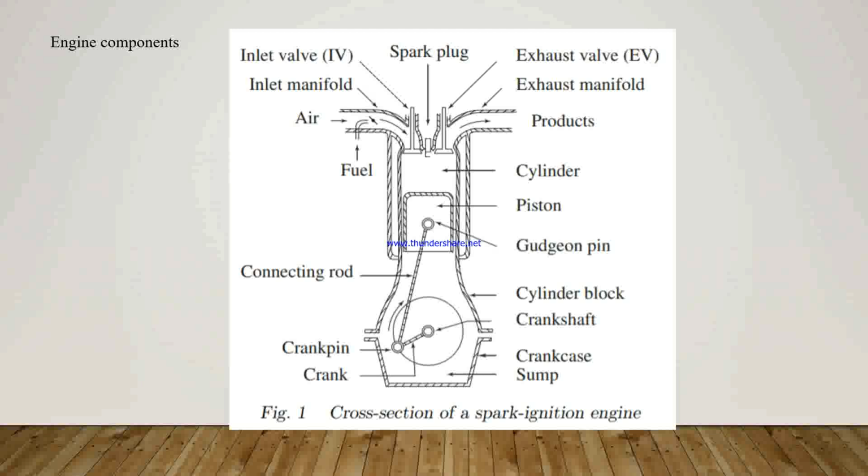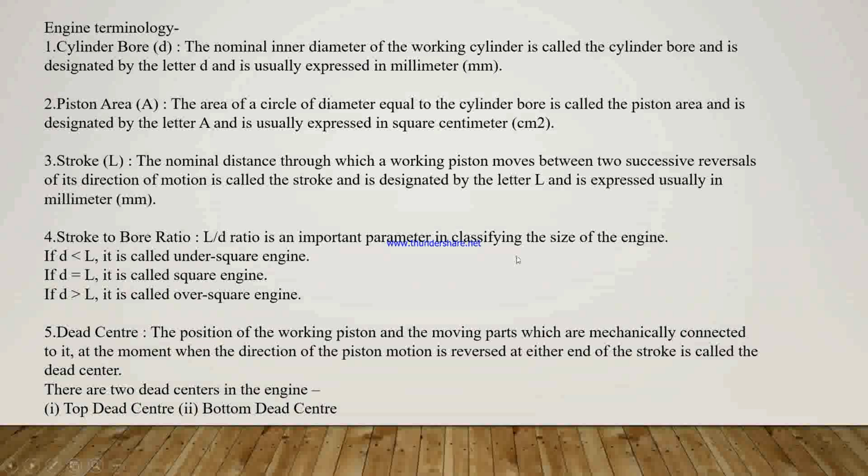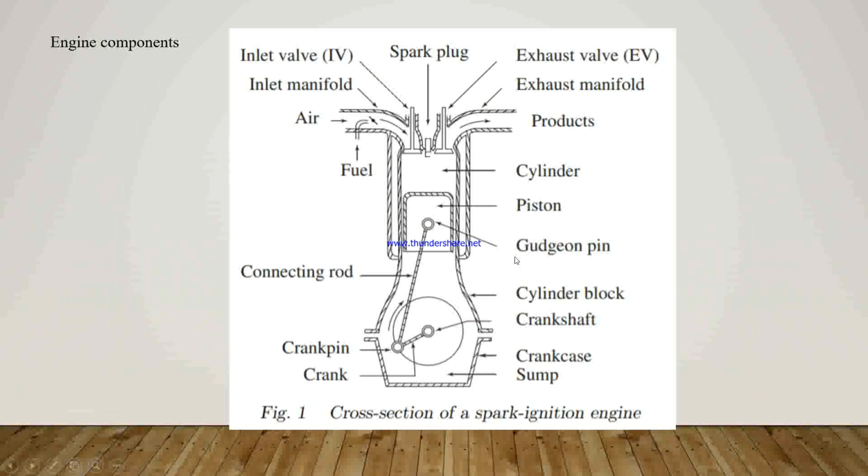Next we see the engine components. Here in figure 1 we see the cross section of the spark ignition engine. Here there are various components, that is spark plug, inlet and exhaust valve, inlet manifold, exhaust manifold, cylinder, piston, gudgeon pin, connecting rod, crank pin, crankcase, sump, crankshaft and cylinder block. Now we see one by one the engine components and their functions.